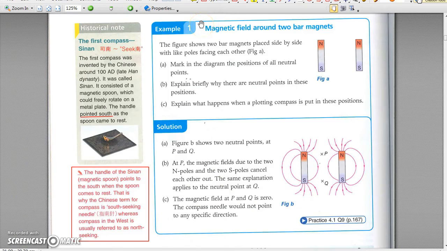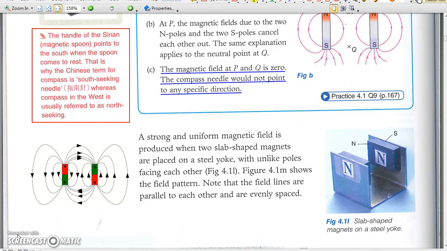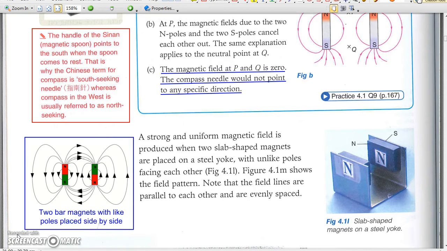Example 1. Magnetic field around two bar magnets. When two bar magnets are placed with their like poles side by side, there will be neutral points formed there. On the other hand, if they have their opposite poles placed side by side, the magnetic field pattern looks like this.